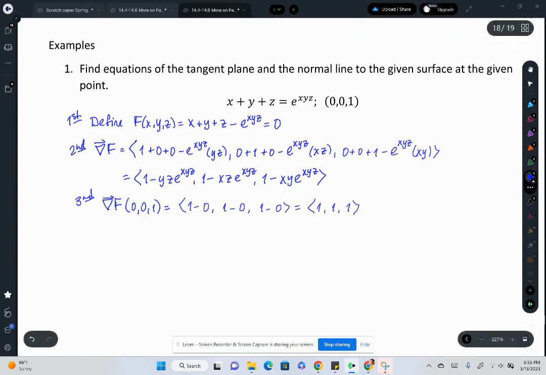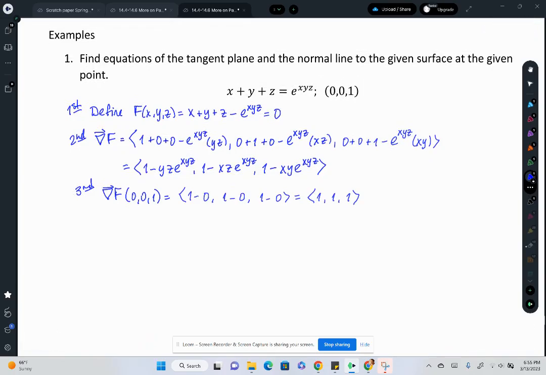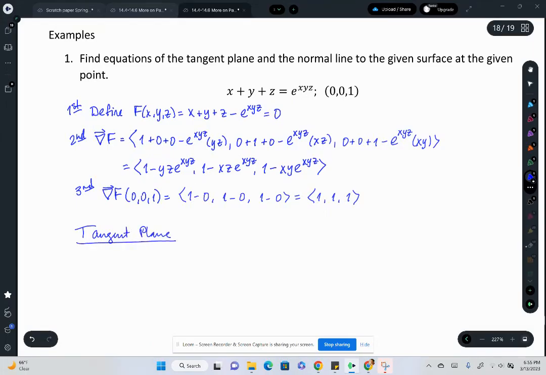Okay, so now we can get our tangent plane and our normal line. Tangent plane first. We have everything we need. For the normal vector, it's going to be the gradient of f at 0, 0, 1. And for the point r naught, we have 0, 0, 1.